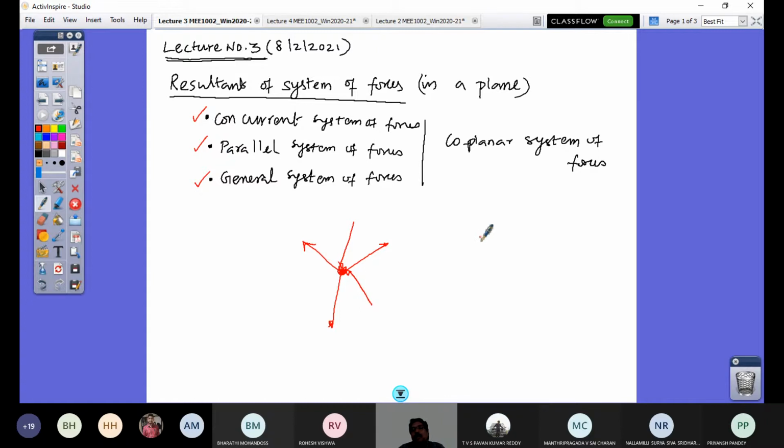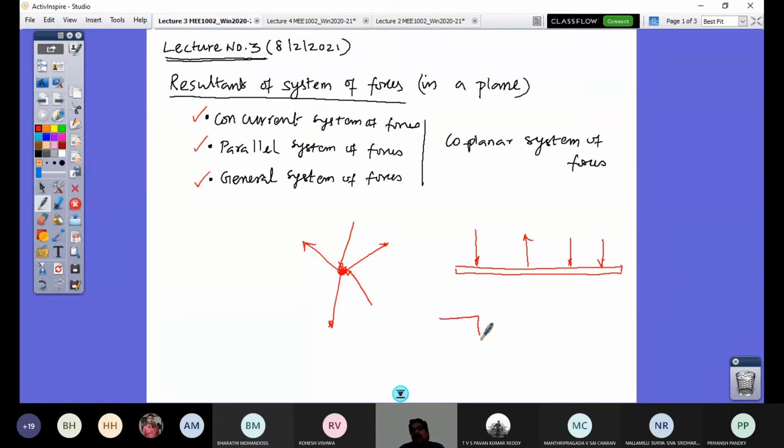What do you mean by a parallel system of forces? You will have a system of forces acting on a body, all of which are parallel. If these are all the forces acting on a member like this, then they are all parallel, called a parallel system of forces. What do you mean by a general system of forces? The system of forces which is neither parallel nor concurrent.